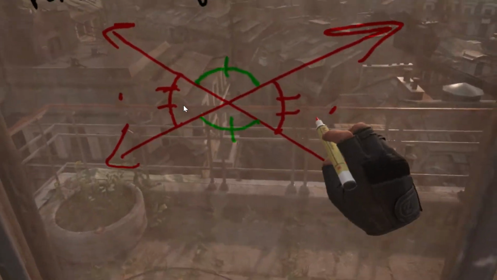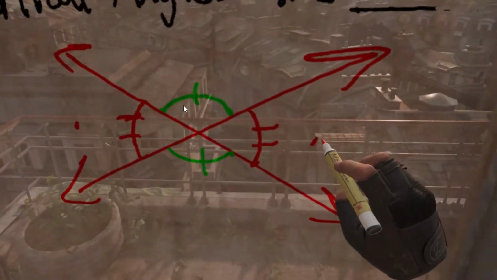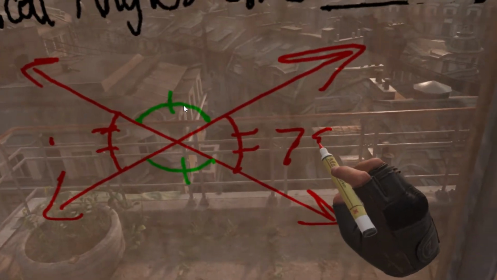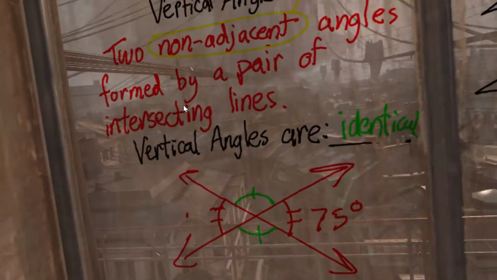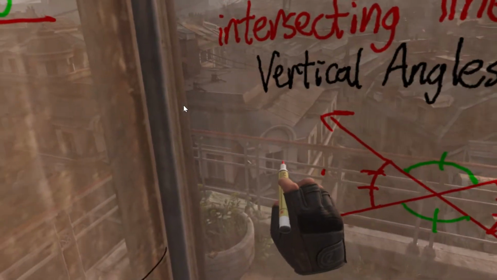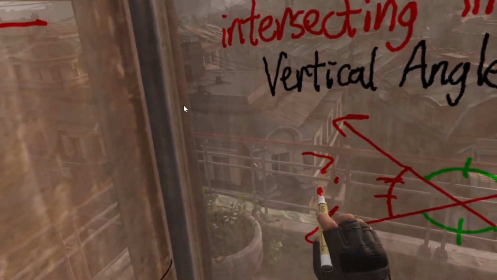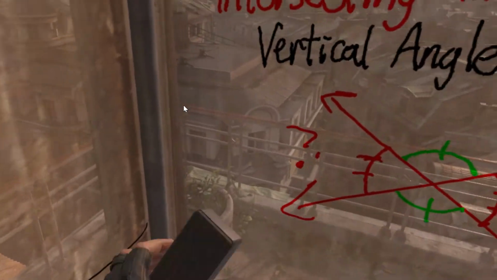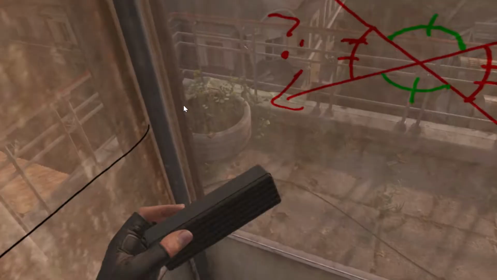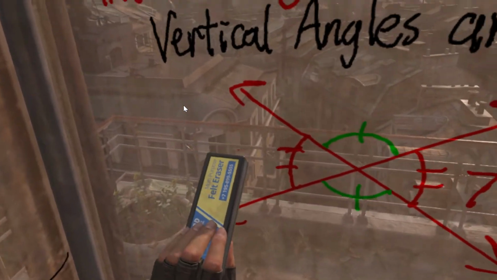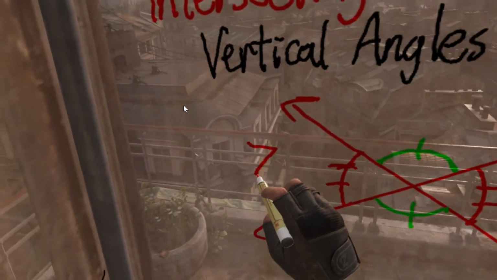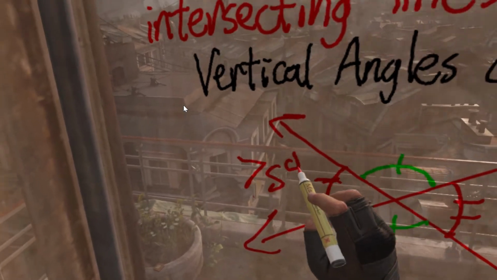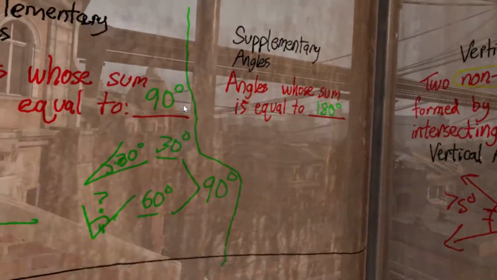If I told you that this angle over here is, I'm going to make up a number, 75 degrees, you could easily tell me this angle over here, what's that missing angle? What's that red angle over there? Well, it's also 75 degrees, because that is how vertical angles work, okay? Fun, easy. Let's try these out.